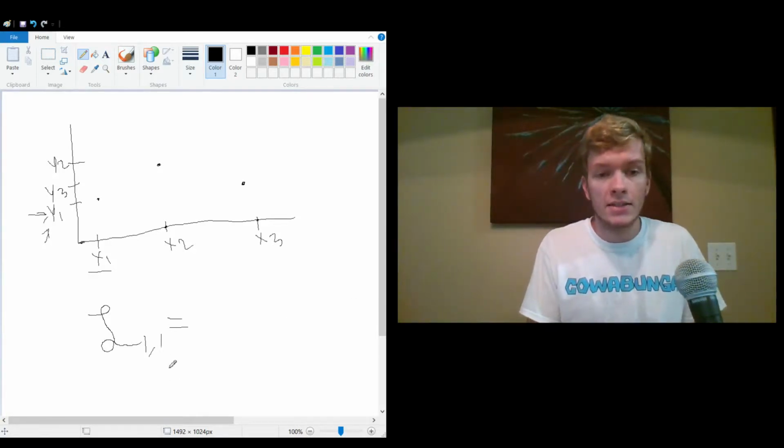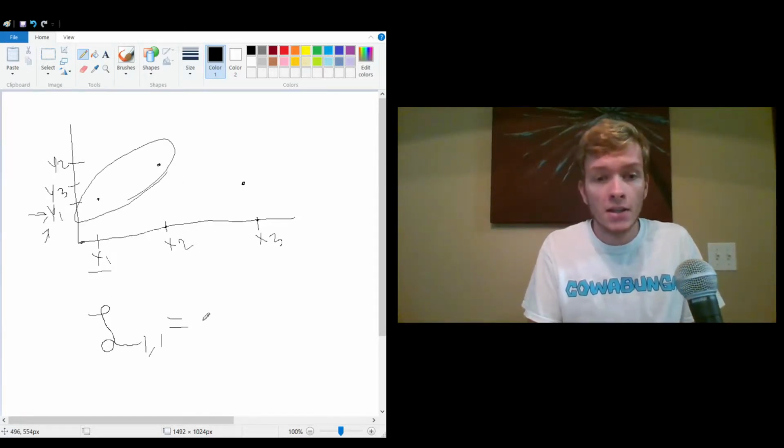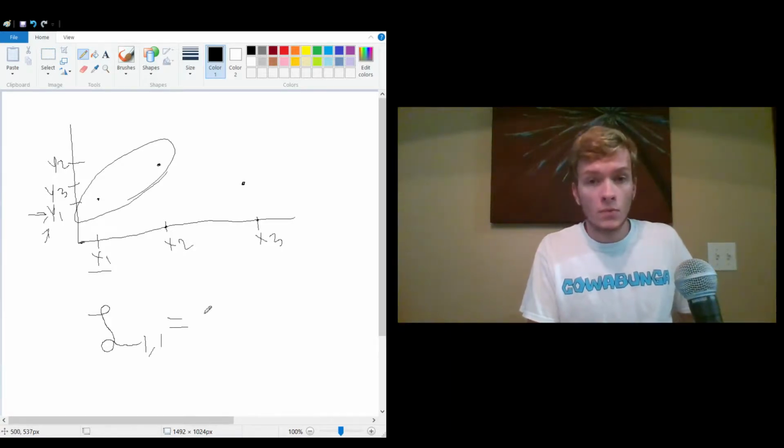And it is going to be a switch that turns on when the x value is x1 and turns off when the x value is x2, since we're only focusing on these points right here. So how do we do that?